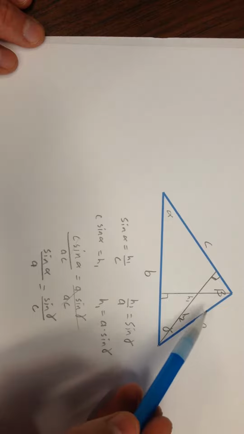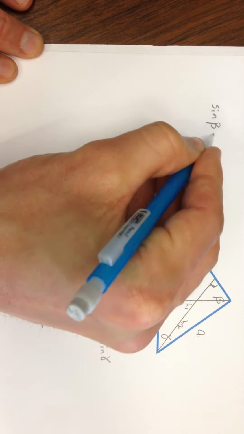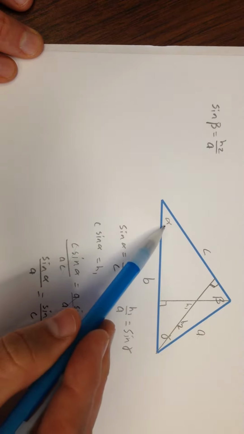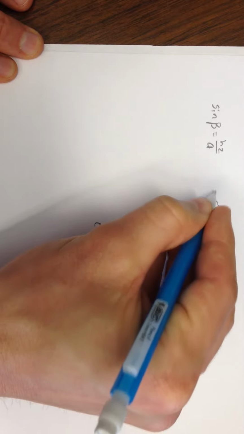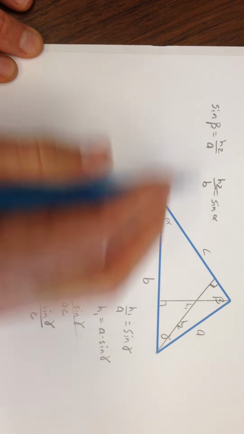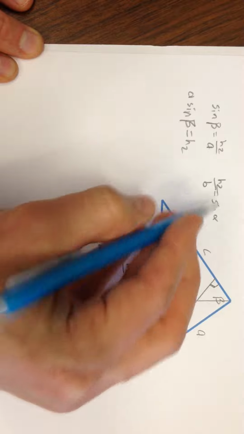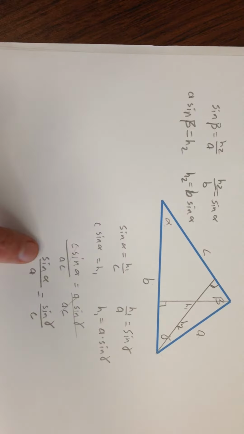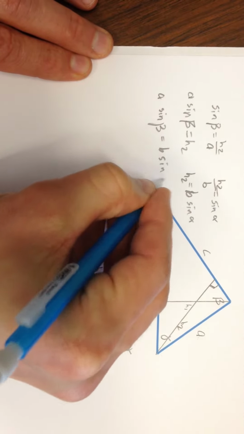So considering beta, sine beta should be opposite over hypotenuse. So sine beta should equal H2 over A. But somehow sine alpha should be opposite over hypotenuse as well. So sine alpha should equal H2 over B. Well, then clearing denominators, I get A sine beta must equal H2, but H2 also must equal B sine alpha. Playing the same trick I did down here, I'll set those things equal to each other. So A sine beta equals B sine alpha.